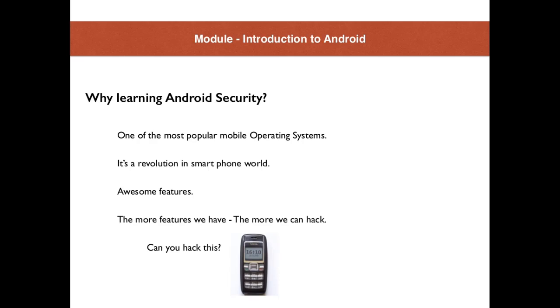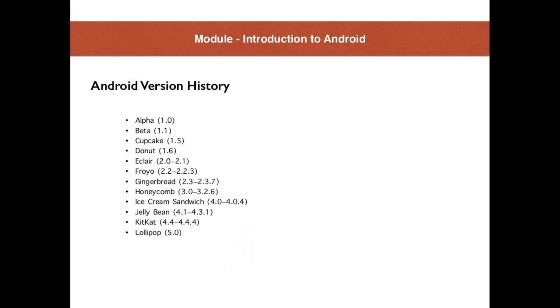If you see this figure, there is a Nokia 1600 model that is displayed in the presentation. Can you hack into this mobile device? The answer may be yes, but all the attacks that are possible on an Android device may not be possible on this Nokia 1600 device, because it doesn't have too many features to exploit. That's the reason: Android has too many features, and the more features we have, the more we can hack. So it is really important for us to learn Android security because of its awesomeness and because of its popularity in the world.